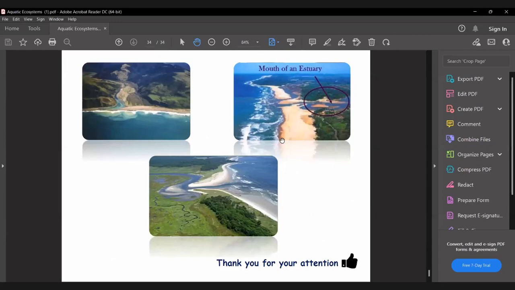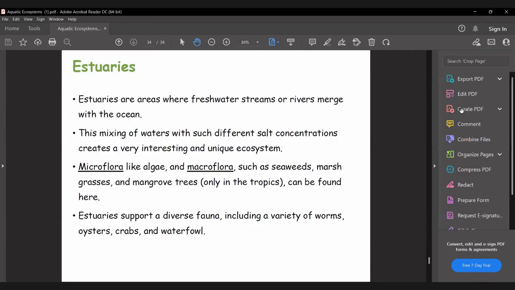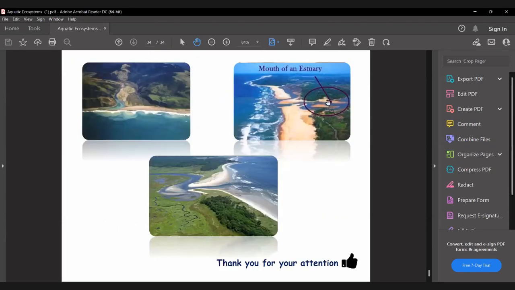Now we have discussed the estuaries, the characteristics of estuary water, how they are forming, and examples of the fauna and flora present there. This is the estuary structure, how the mouth of an estuary forms. See, these are the estuary areas, and in the estuaries we can find mangrove trees that create a separate mangrove ecosystem.